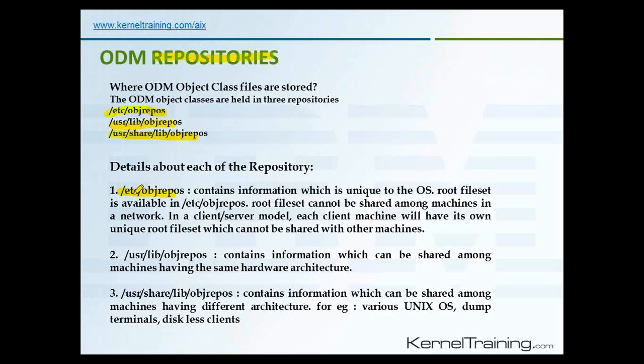Similarly, there might be a number of occasions where I may be connecting to another AIX environment. For example, in my environment, I may have a number of AIX machines working for communication purposes, file sharing purposes, or anything. I may be connecting from one AIX machine to another AIX machine. So what kind of information has to be stored between the same architecture whenever I am trying to connect? That information is stored under /usr/lib/objrepos, which contains the information that can be shared among machines having the same hardware architecture.